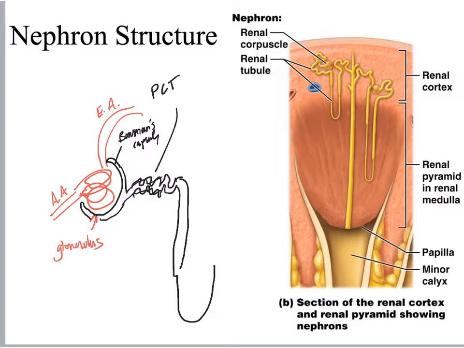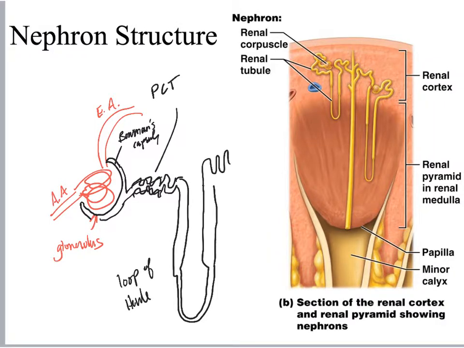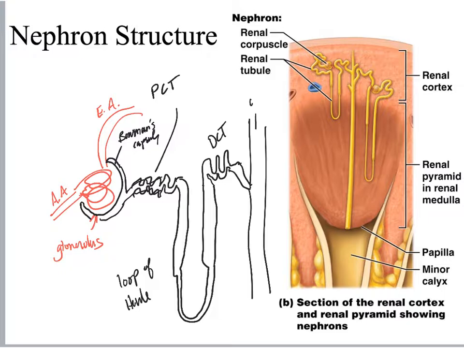And then it enters this big loop. That's called the loop of Henle, or the loop of nephron. Okay? And then the fluid goes into a distal part called a distal convoluted tubule before it enters a collecting duct. That's the basic structure of the nephron.